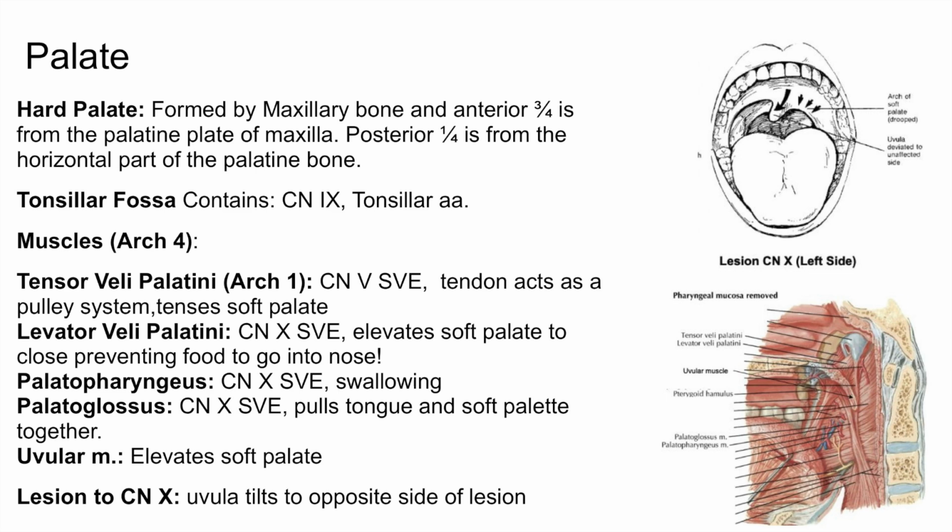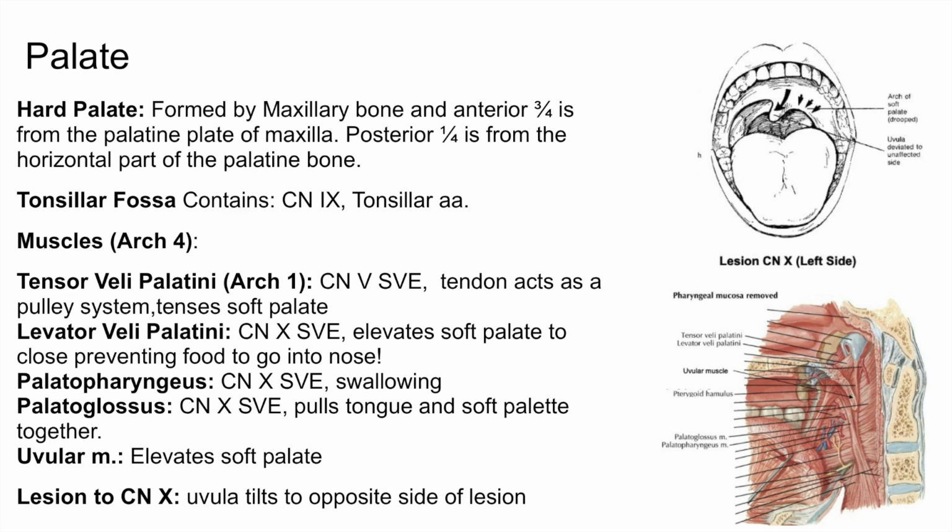That's why tonsillectomies can be painful and risky. This nerve provides sensation and contributions to the gag reflex. Now shift to the soft palate, which is where the real physiology lies. Almost all of these muscles come from pharyngeal arch 4 and are innervated by cranial nerve 10, with one exception that they love to test.